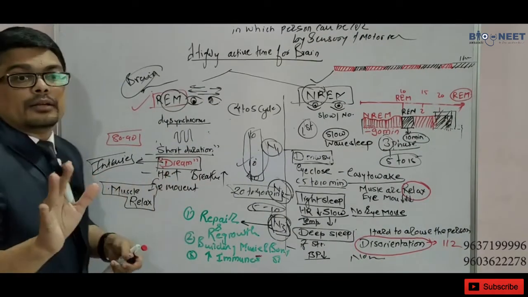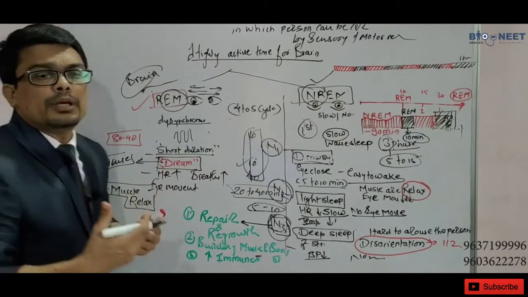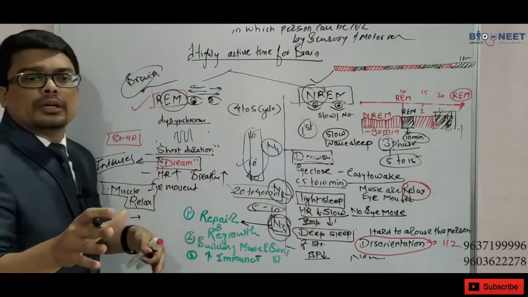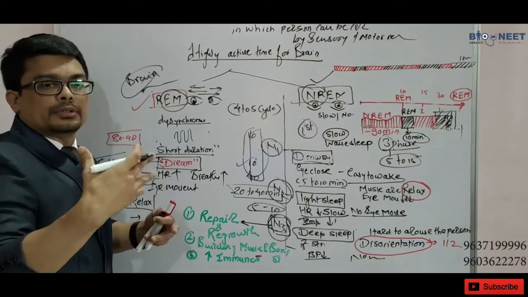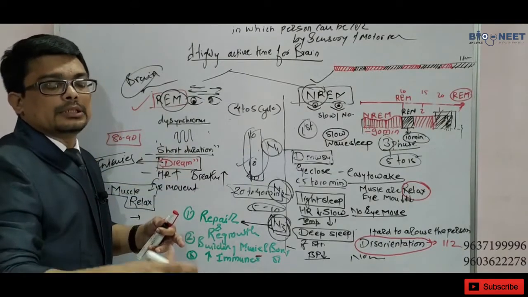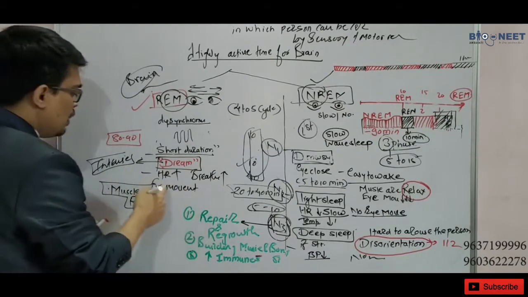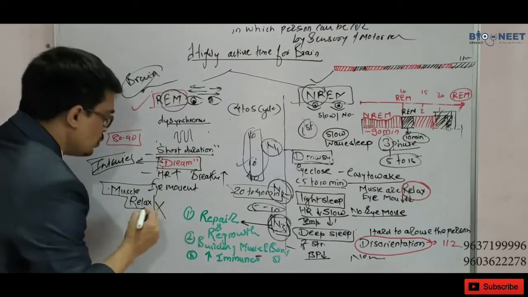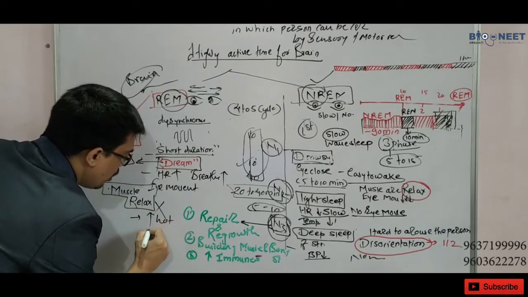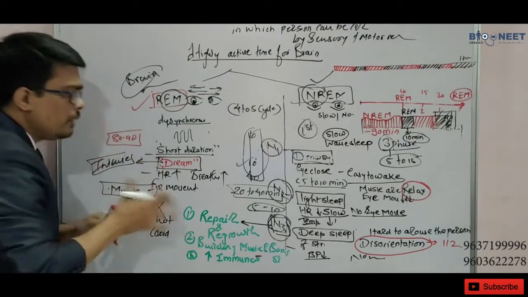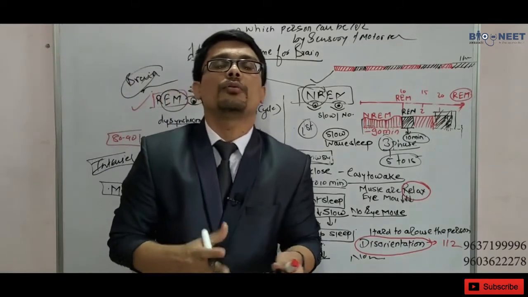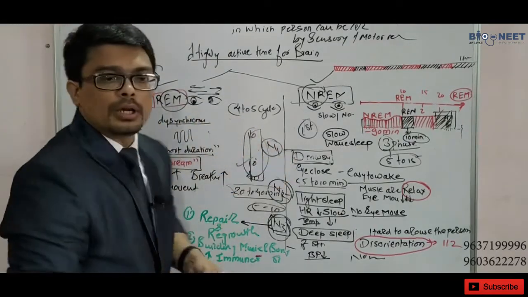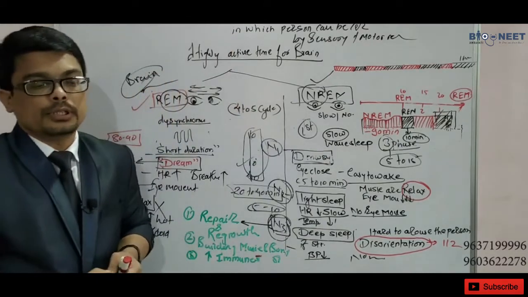So, muscles are relaxed and your body is not really able to regulate body temperature during REM sleep. So you cannot say temperature is increased and the person feels hot, or temperature is decreased and the person feels cool. No, because temperature regulation is not there during REM sleep. So the person can feel hot or cold. It means your body cannot regulate the temperature during REM sleep. So this is the difference between REM and NREM sleep.